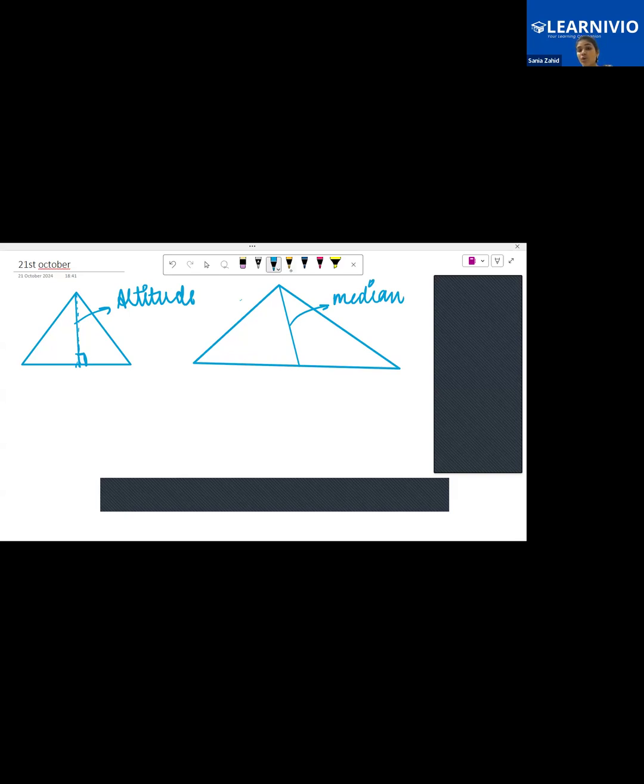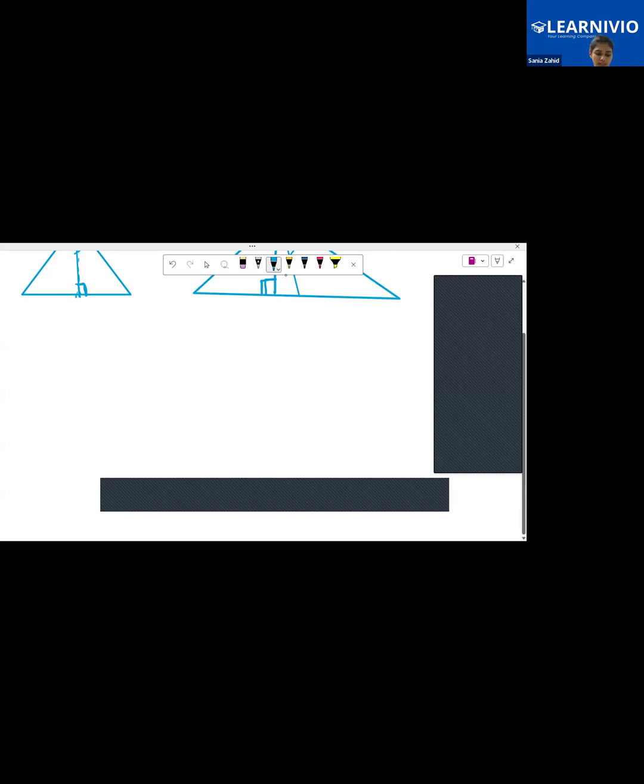But if I have to draw an altitude, how will I draw? I will draw a straight line. So this is cutting at 90 degrees. So this is an altitude and this one is a median. You understand? Okay, now we talk about the exterior angles, the exterior angle property of a triangle.